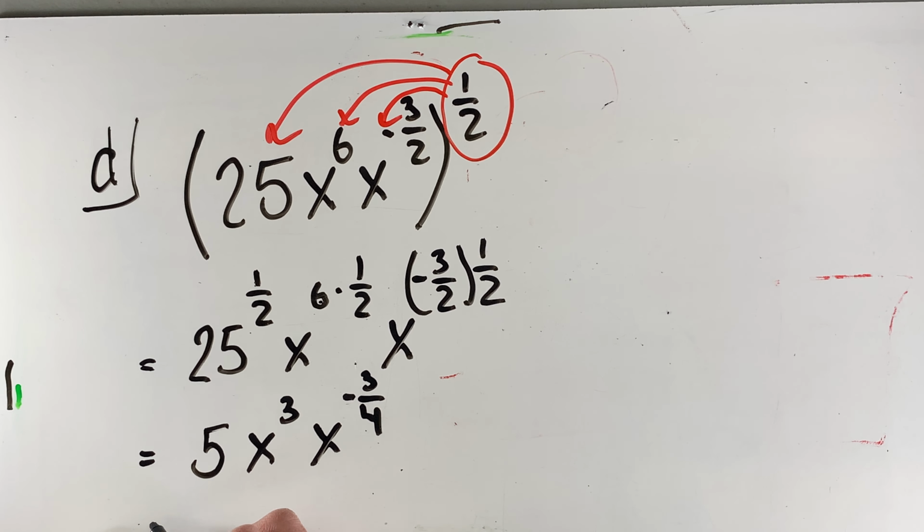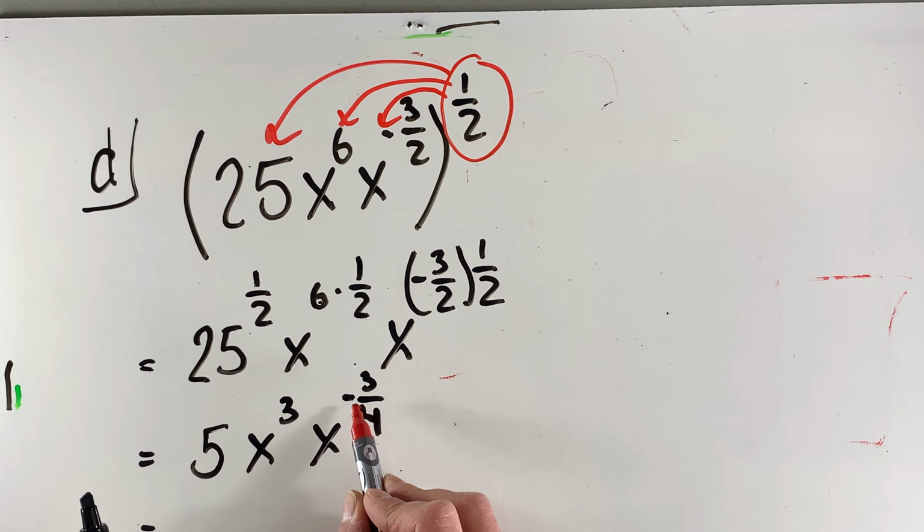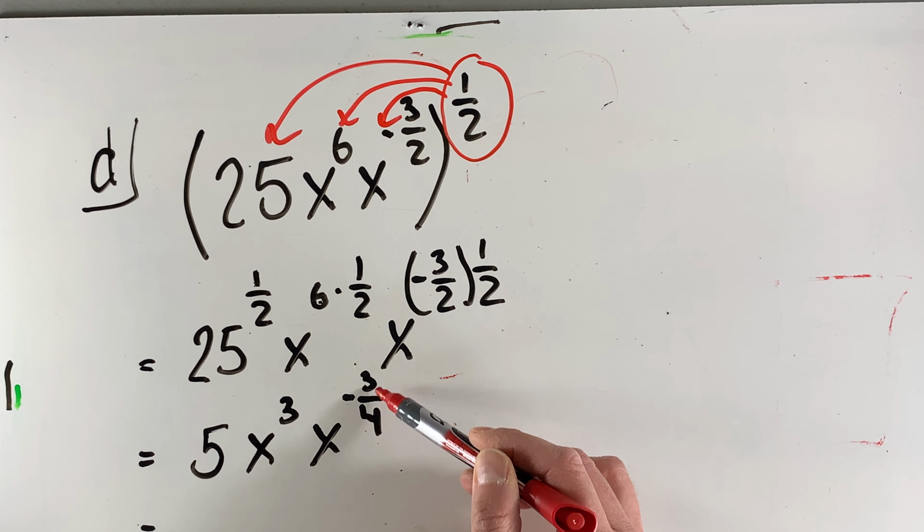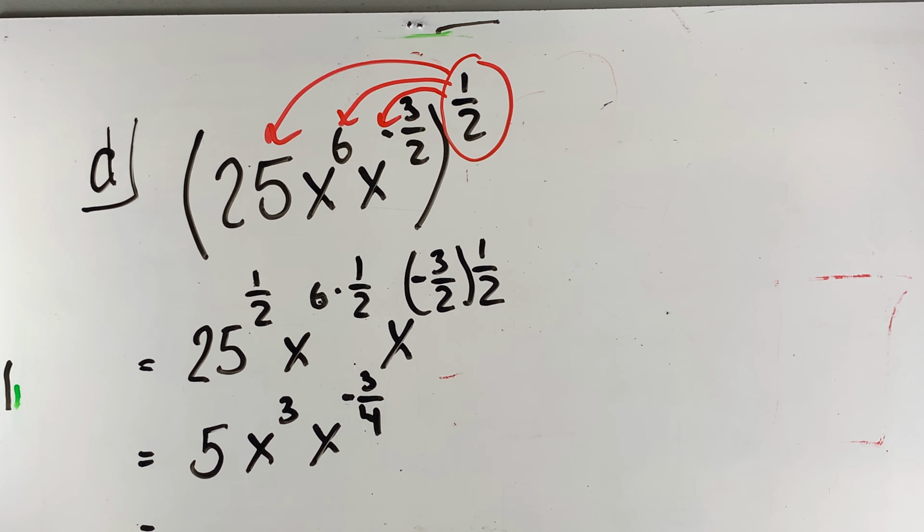Okay, next step here, there are 2 things we can do. We can either apply the product law. So we're multiplying 2 powers with the same base, we would have to add those exponents. Or we can apply the negative exponent law and move this power into the denominator to get rid of the negative sign, and then apply the quotient law. But what I'm going to do here is apply the product law, which means I'm going to add those exponents. So it's going to be 5 times x to the power of 3 plus negative 3/4.